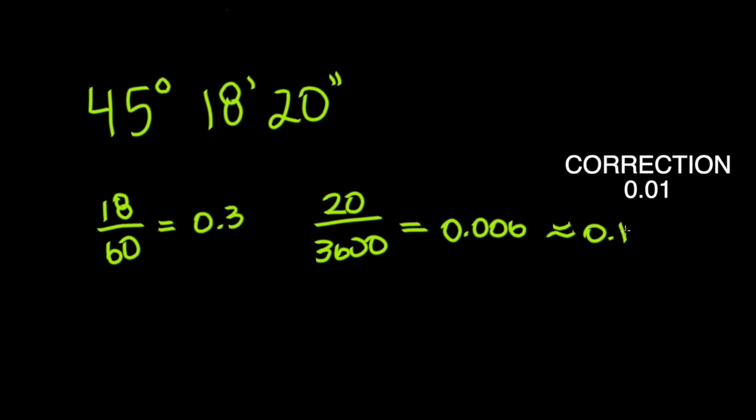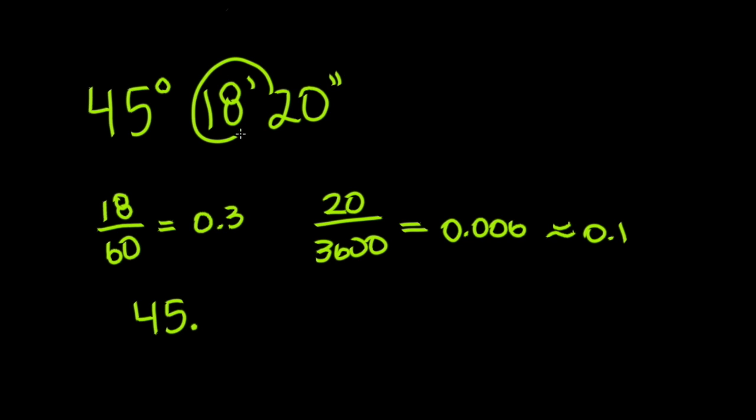We are now going to add up our numbers. So first we have 45. Next we converted this 18 here into a 0.3, so we're going to have 45.3, and then our 20 we converted into a 0.1, so we're going to have a 1. So our answer is going to be 45.31.